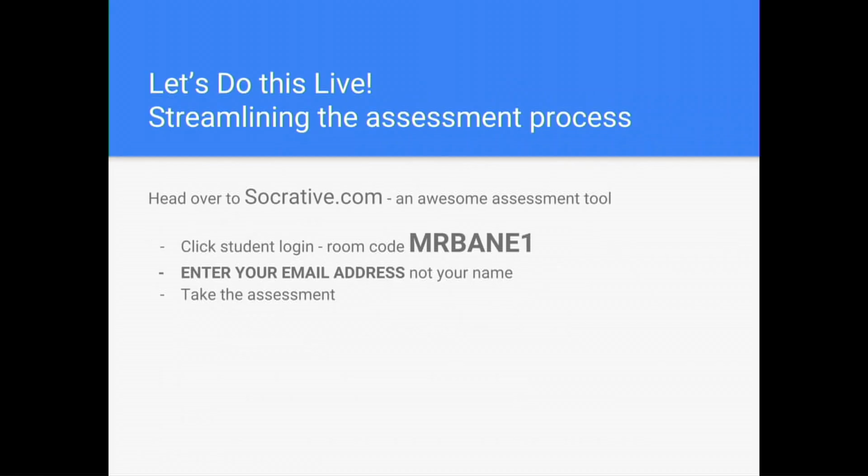So I want to do this live for you guys. If everyone on smartphone, computer, anything that you have with you, head over to Socrative.com. If you don't know what Socrative is, it's a fantastic assessment tool. When you're there, click on Student Login, and then the room code is Mr. Bane, and that's a 1 after it. I have 2 rooms. We're going to use Mr. Bane 1. And then enter your email address, not your name. The email address is extremely important. This will be the email address that you're going to receive your results from me.